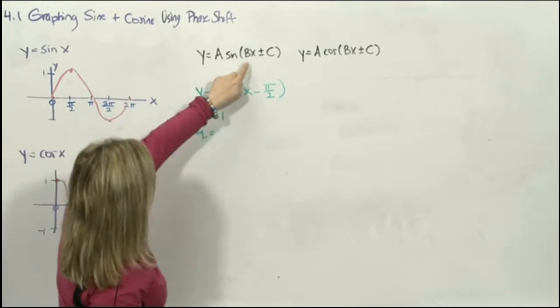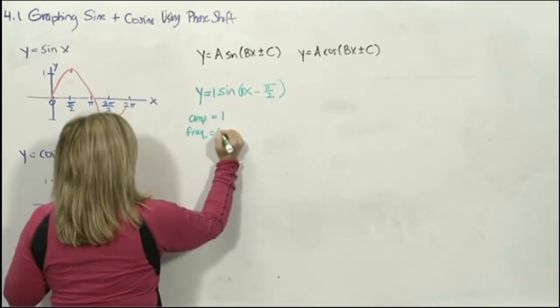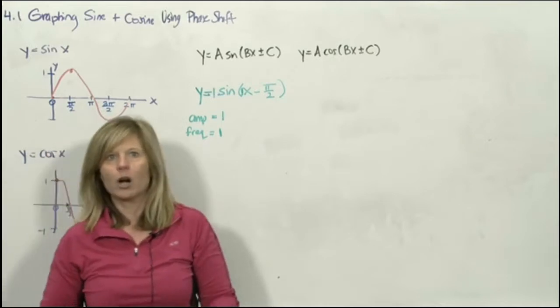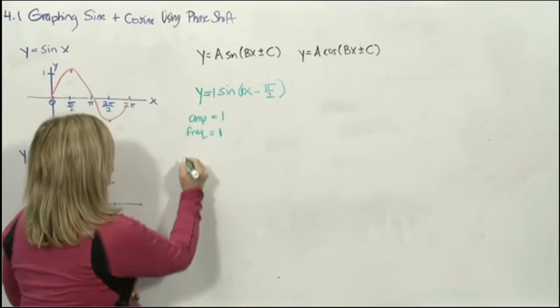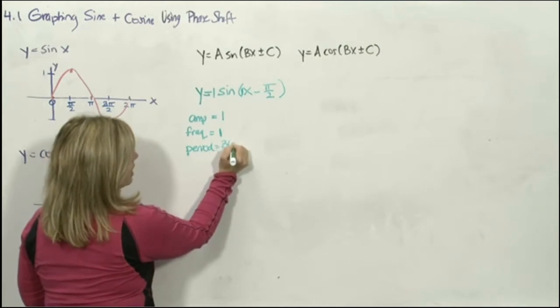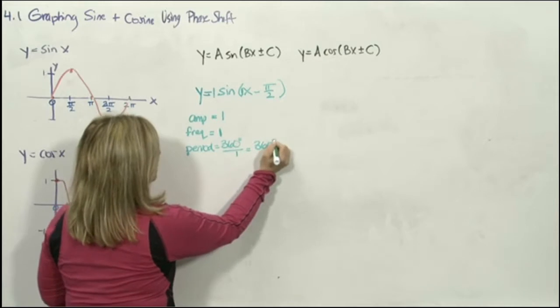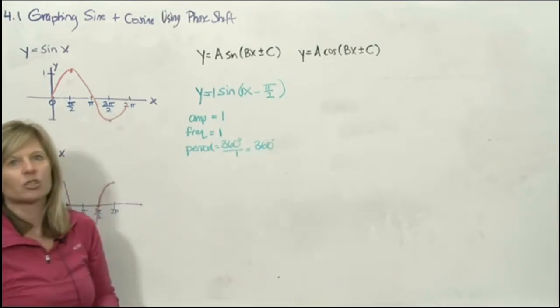I want my frequency. My frequency is in front of my angle x. Well, in front of my angle x is a 1. So that's good. I'm only going to draw 1 curve. If I'm only drawing 1 curve, that's not going to change my period. My period is 360 degrees divided by my frequency, which means I'm going to need the 360 degrees to draw the whole curve.